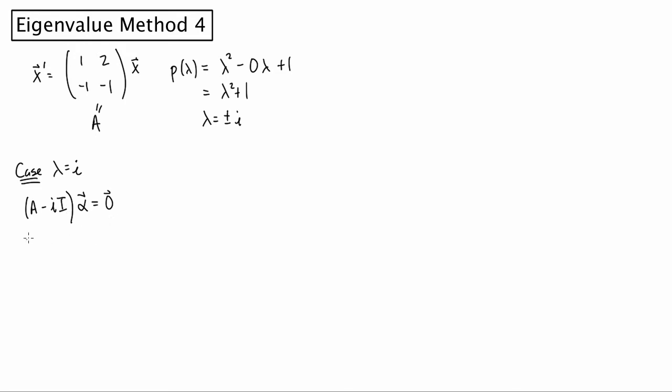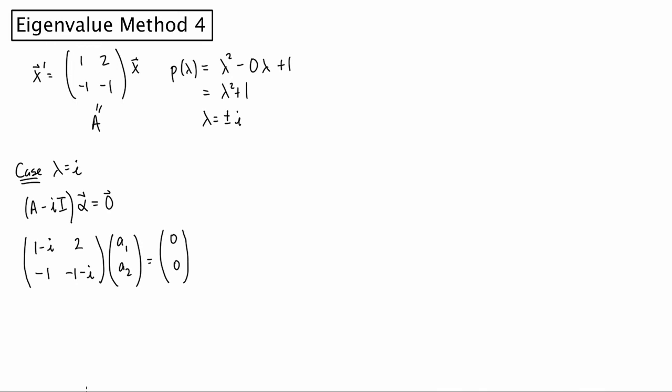So this would look like 1 minus i, -1, 2, and then -1 minus i. And then let's let alpha have components A1 and A2. And so we've got to solve for A1 and A2 that are going to give us non-trivial solutions here.